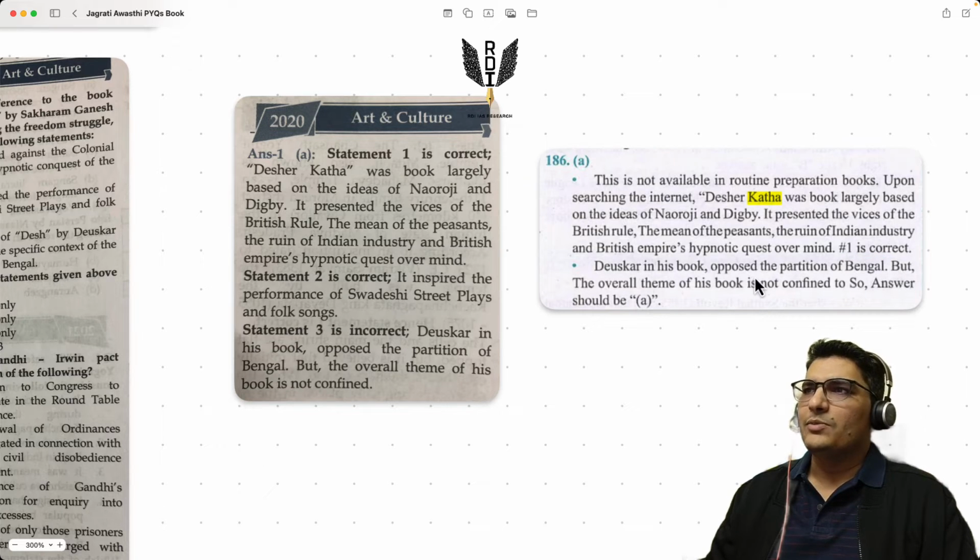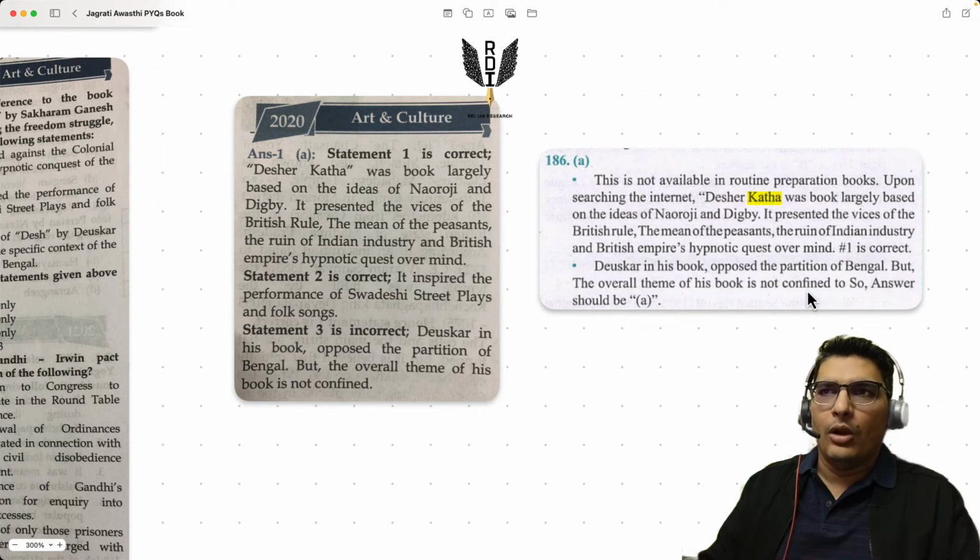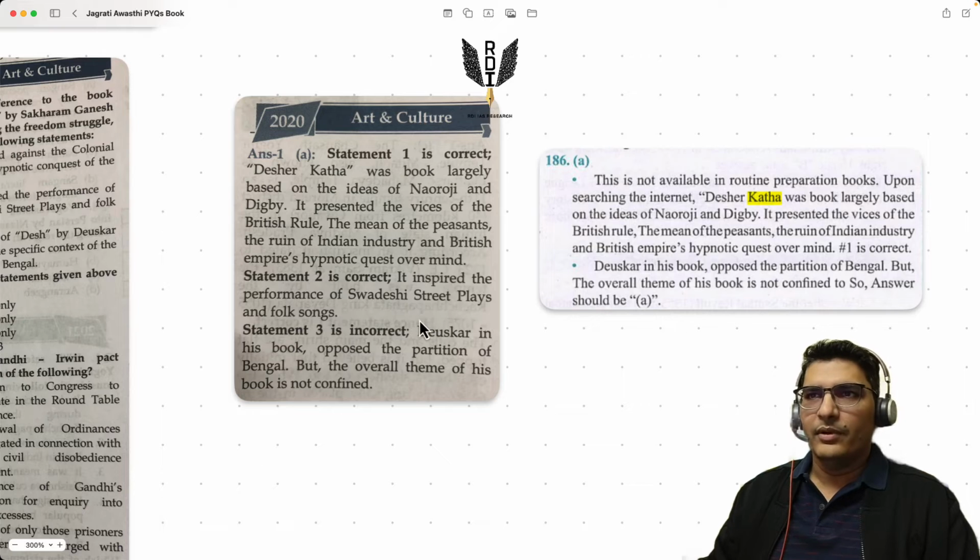Then Devskar in his book opposed partition of Bengal, but the overall theme is not confined to Bengal, right? What is given in Jagrati Avasthi's book? But it is not confined to Bengal, again that is missing, right? So again, you can see something is going on here, right? The answer should be A. So not a very appropriate, relevant answer.